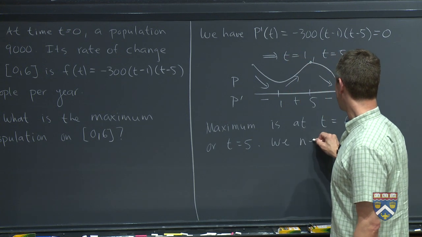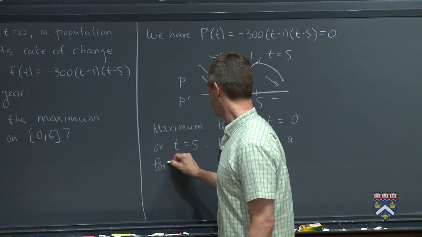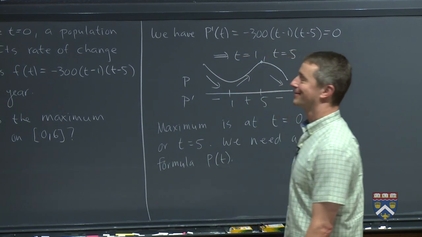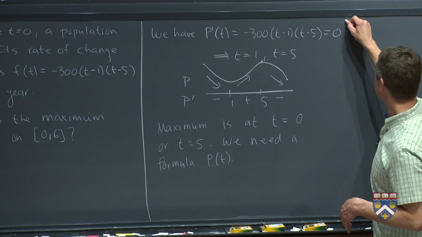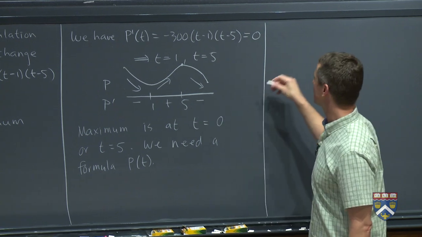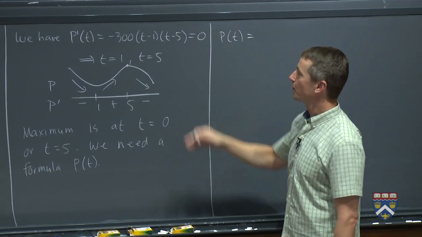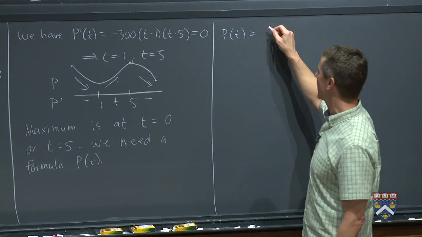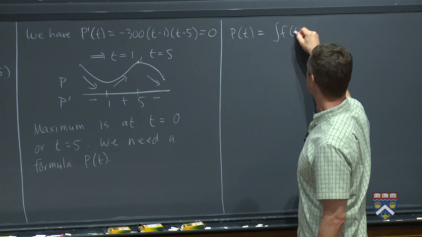And we need to find p of t. So we got the derivative for free here. But now we need to do the work to get back to the original function for the population. But we know how to do that. So P of t will be the antiderivative of this. Now the way this is written out isn't so nice, so we might like to multiply that out. But let's just write for one second here. It's the antiderivative of f of t dt.